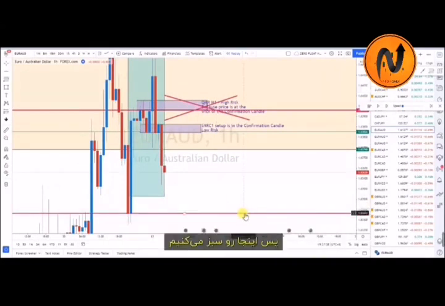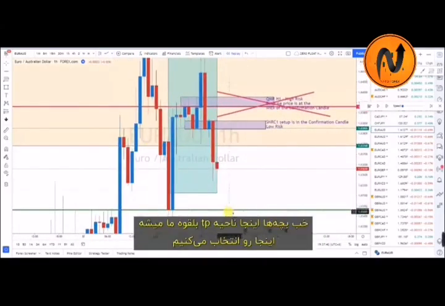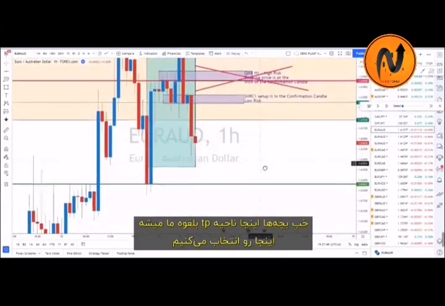So I'm going to color this as green. This will be our potential TP area. Okay, guys.